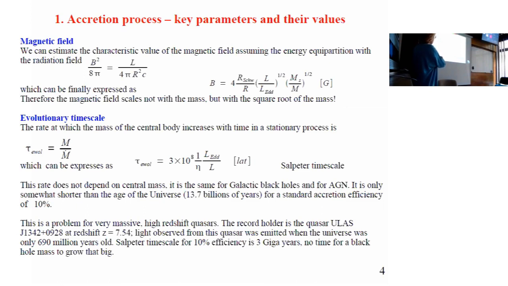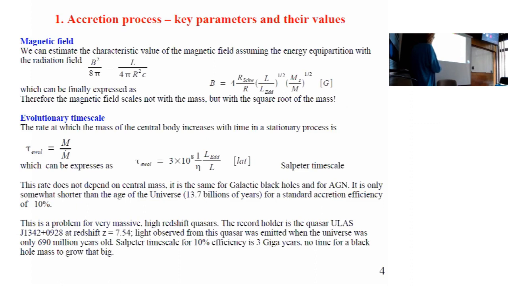And then if you use the expression which we had for luminosity before, you again have an expression finally in Gauss, which shows you the scale. With radius, of course, if you have a large body, you have a lower magnetic field, Eddington ratio, but also the scaling with mass. And notice that here the scaling is as a square root of mass. Many things scale linearly with mass, but magnetic field scales as a square root. It's quite an important difference.